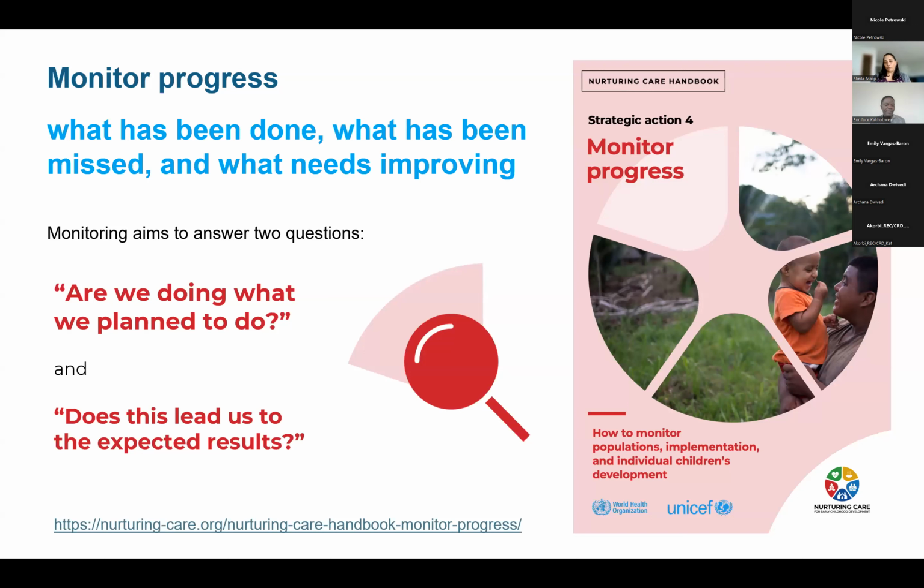But really what we're trying to understand when it comes to that implementation level is, are we doing what we plan to do? And does this lead us to the expected results? So if our end goal is that children are developmentally on track, the data that we are collecting at that implementation level should help us understand what are the things that we are doing or need to do more of in order to get closer to our goal.